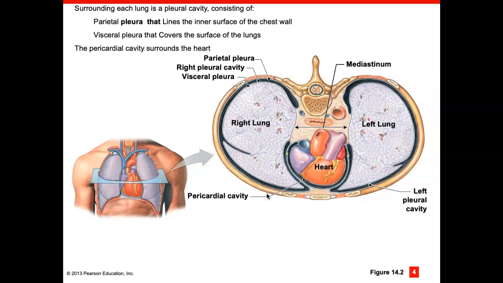You may recall from an earlier chapter that we have serous membranes in the thoracic cavity. So in the pleural cavity, we have pleural membranes. The parietal pleura lines the inside of the chest wall, and the visceral pleura is right on the lungs.